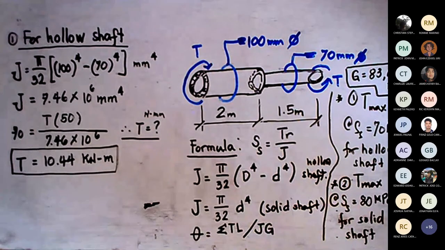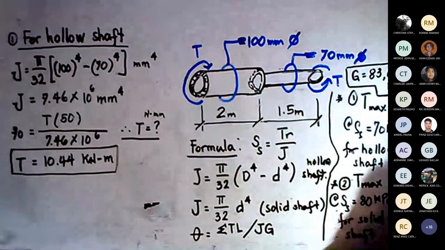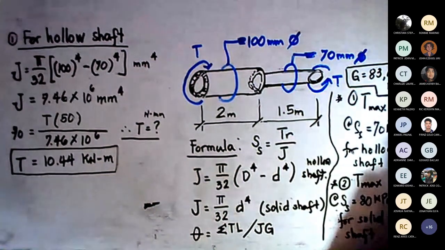Ano yung mga bagay? Ma'am Vidal po. Yung nakuha ko po sa J is 5.99 times 10 raised to the power of 6. Yun po yung nakuha ko. Same. Christian. Ang nakuha ko po dun sa value po ng J is 5.99 times 10 raised to the power of 6.